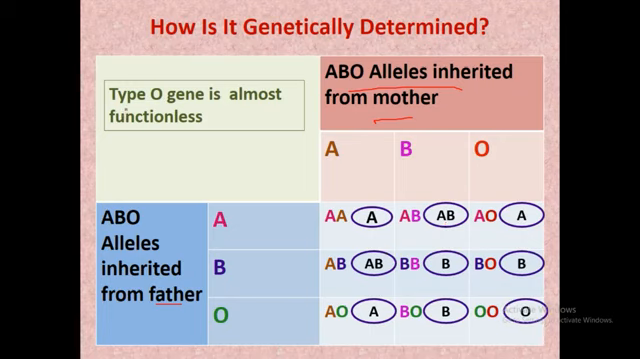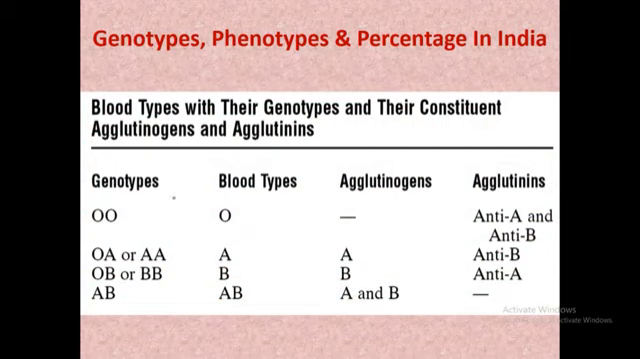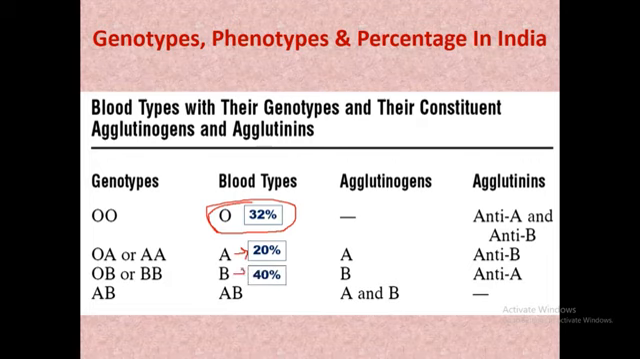Type O gene is almost functionless. Genotypes, phenotypes and percentage in India. O blood group is the most commonly seen blood group, which is around 32% in India. Later comes the A blood group, which is around 20%. Later comes the B blood group, which is around 40%. The last is the AB blood group, which is present in 8% of the Indian population.